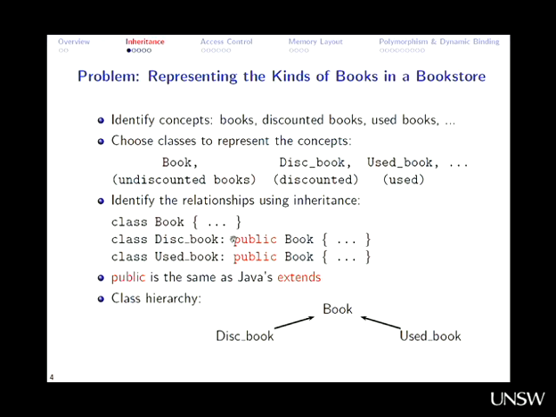Class DiscBook public Book is saying to the C++ compiler, create me a class DiscBook that extends, inherits from Book. And so you have a class hierarchy. Now, if this was UML, those arrows would be slightly different, but it's not. So we've got a discount book class, we've got a used book class. Both of them inherit from Book.